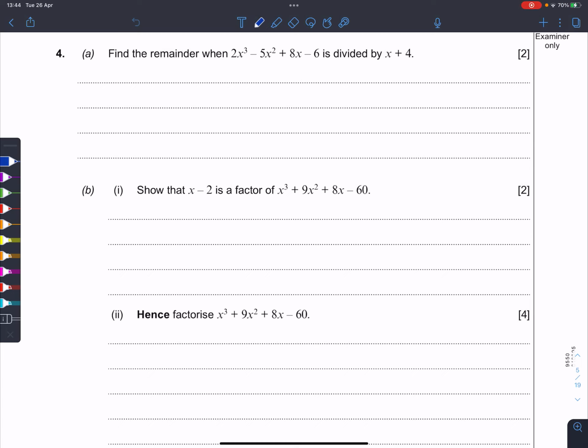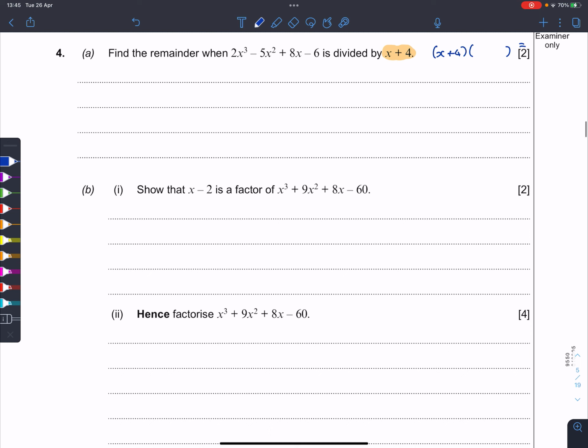Okay, so this is the remainder theorem. When you have the remainder theorem, you're trying to figure out whether something is divisible exactly or not by whatever the factor is. There are different ways of doing this, but what I like to say is that if this is a factor, then you have x plus 4 times something will give you this 2x cubed minus 5x squared minus 6.